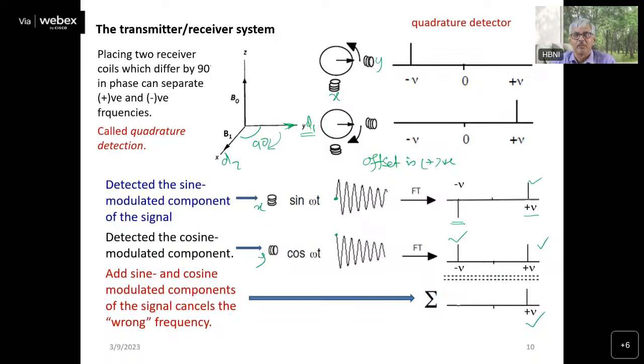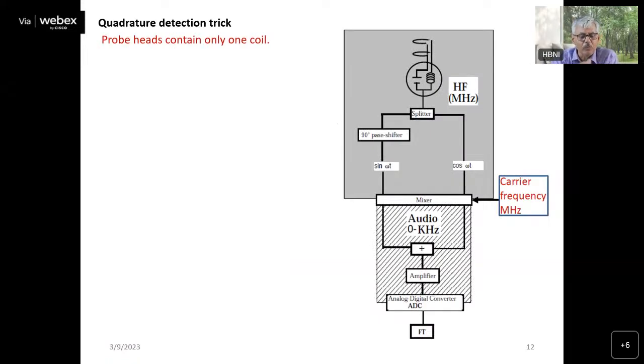Okay, but you will see that in fact there is no other coil put in the NMR machine. It is the only one coil which does the thing. So what is the trick? How is it being done? Okay, let us see. I told you earlier that the probe head contains only one coil. This is the coil where the radio frequency pulse is also given, and it is also acting as a detector. So how does it do this?